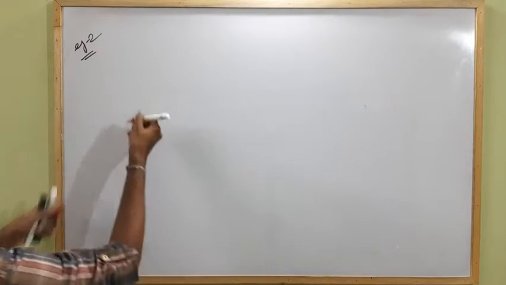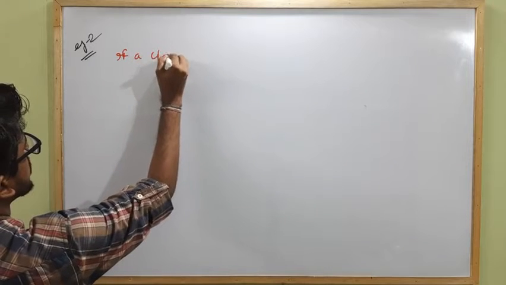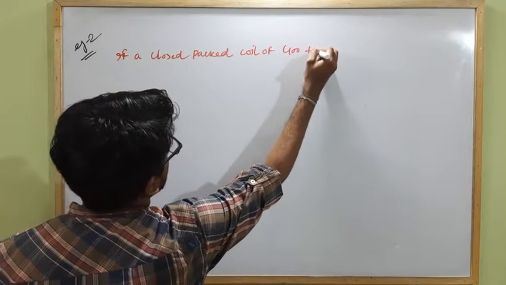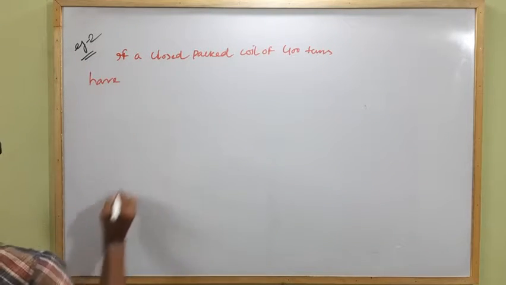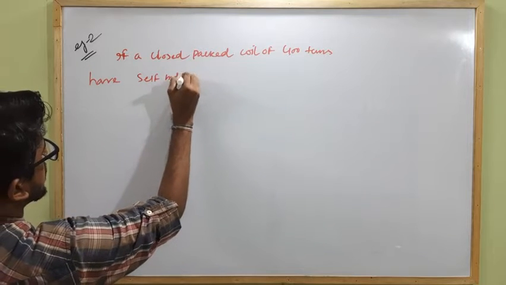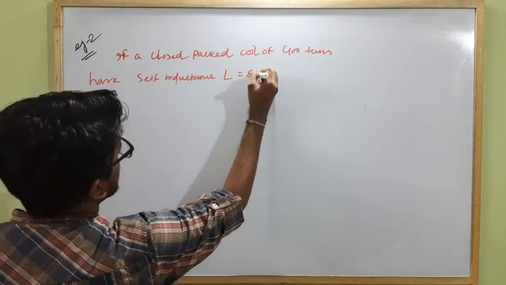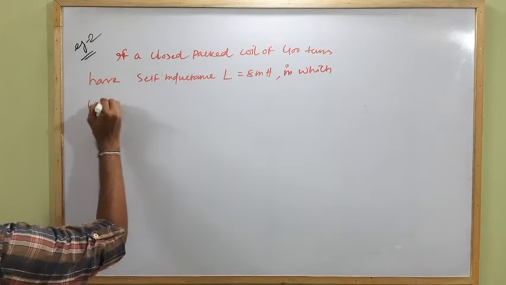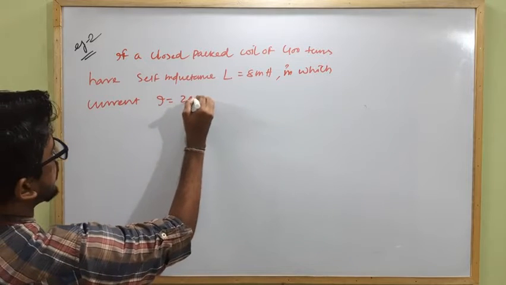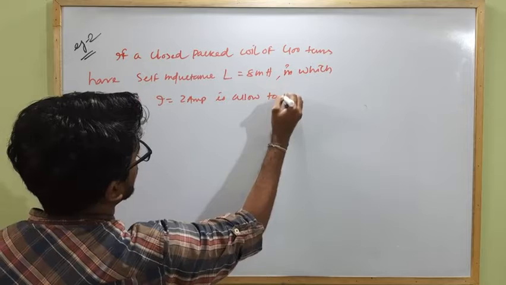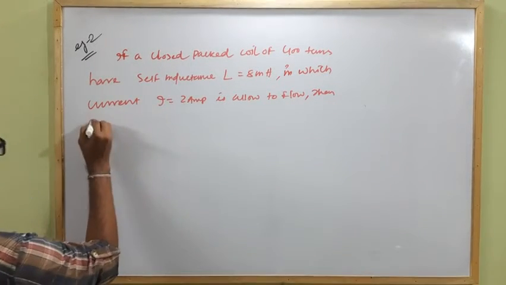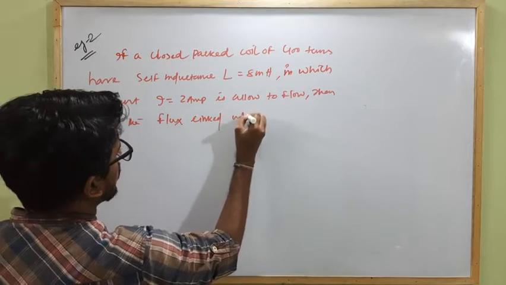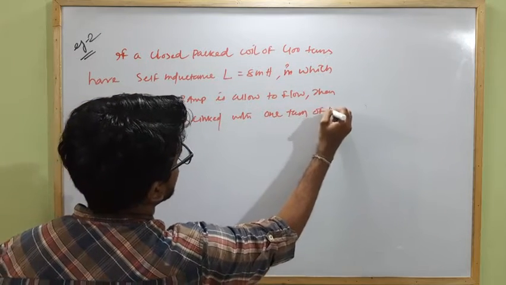Okay, next question. If a closed packed coil of 400 turns has self-inductance L equal to 8 millihenry, in which current I equal to 2 ampere is allowed to flow, then find the flux linked with 1 turn of the coil.